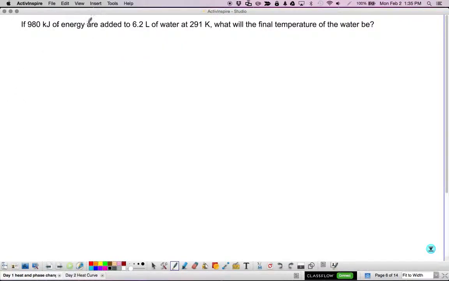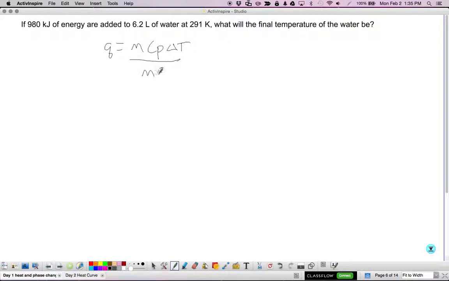If 980 kilojoules of energy are added to 6.2 liters of water at 291 Kelvin, what will the final temperature of the water be? All right, so this is another just straight heat problem. Q equals mCp delta T. I'm trying to isolate the final temperature, which is in here.